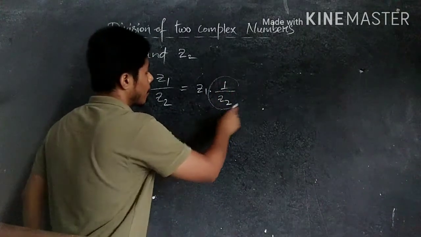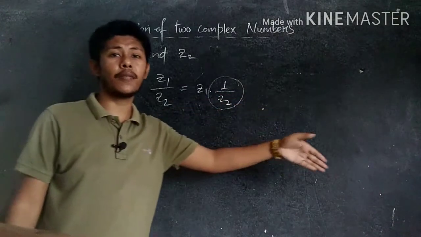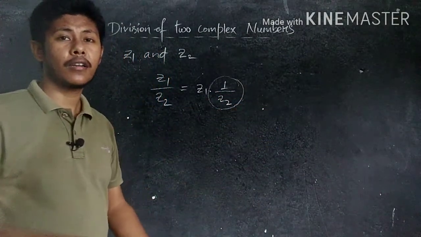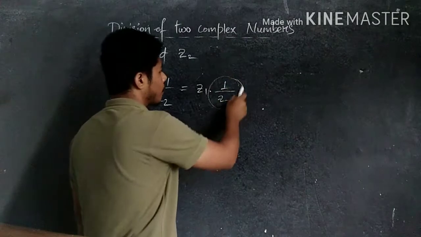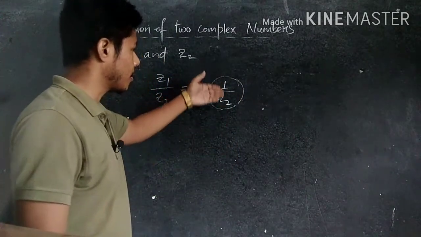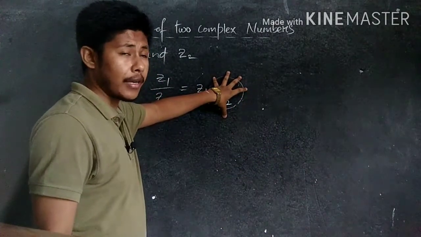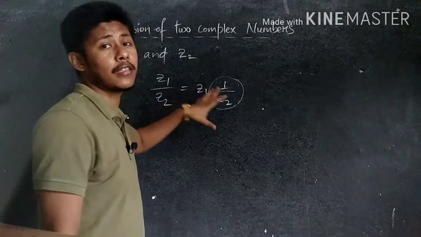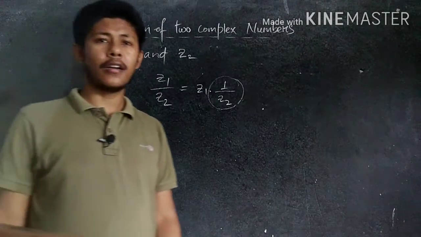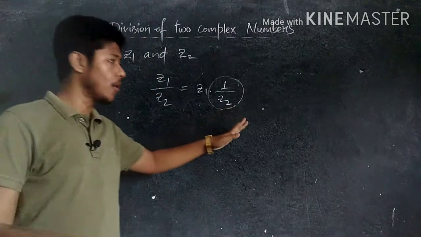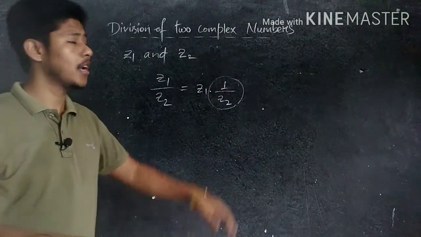So 1 by z2, that means this one is the inverse part. This type of result we have already done in the multiplicative inverse. 1 by z, we multiply with the conjugate and then calculate this result. So we calculate 1 by z2, that means it is of the form 1 by z, z inverse. We find this result separately and then multiply with z1. Then easily we can find the result of division of two complex numbers. Is it clear? Very simple, this division. If you know how to multiply or how to find the multiplicative inverse, then easily we can find out the division also.